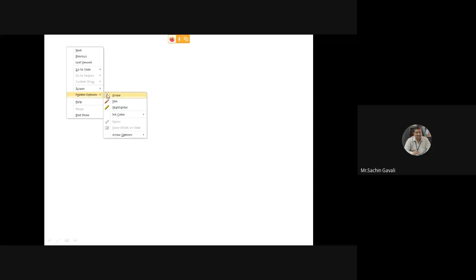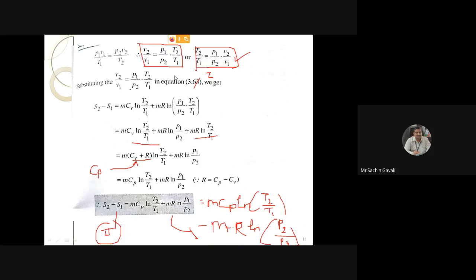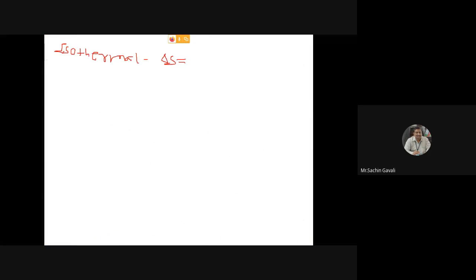So for the isothermal process, or isothermal condition, delta S, or S2 minus S1, is equal to, from the first equation, mR ln of V2 upon V1.